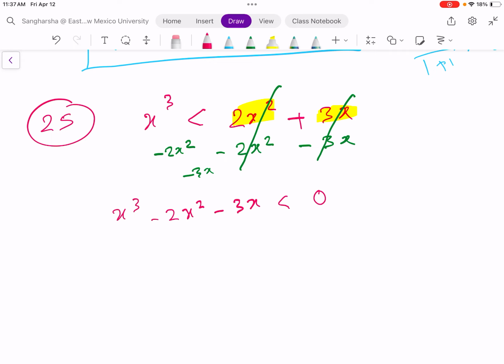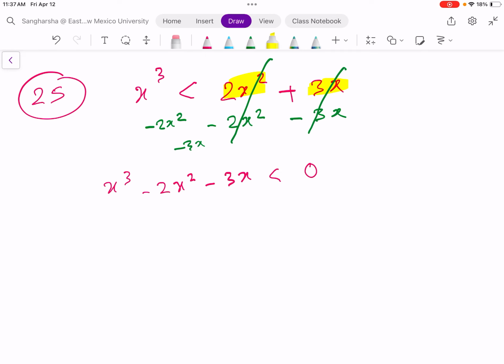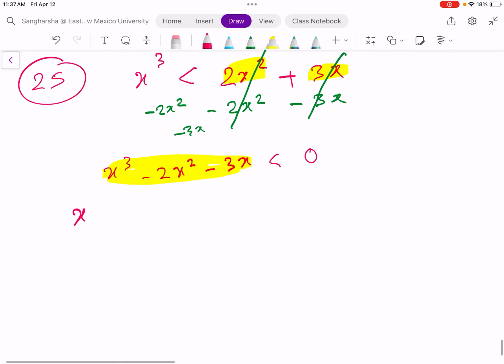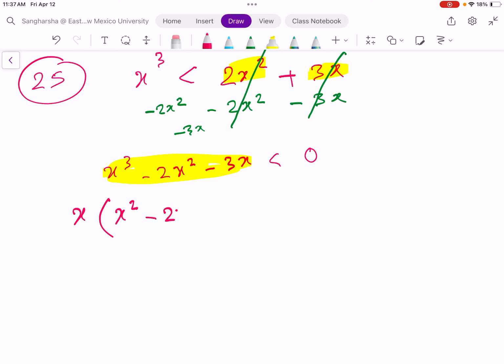Okay, now we have this left side non-zero. Now let's factorize this. So we see x as a common factor in each term, right? So let's factor out x. If we factor out x from x cubed, we have x squared. If we factor out x from negative 2x squared, we have negative 2x. If we factor out x from negative 3x, we have negative 3, less than 0.